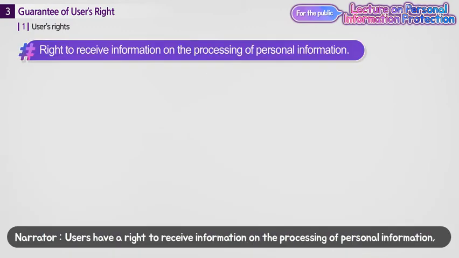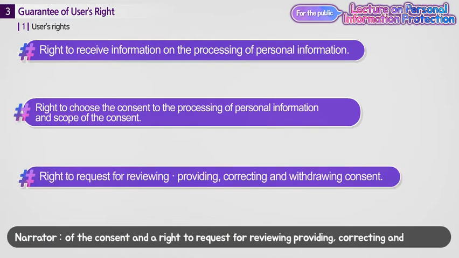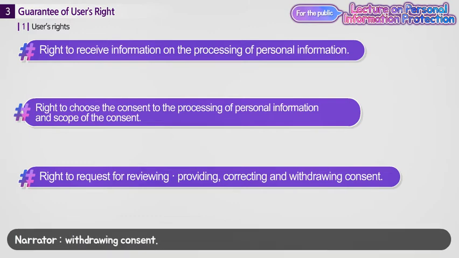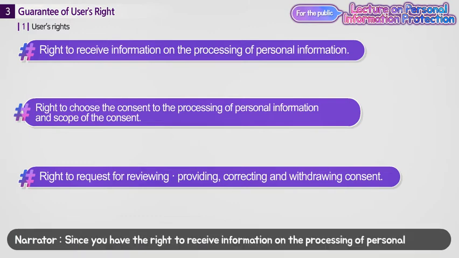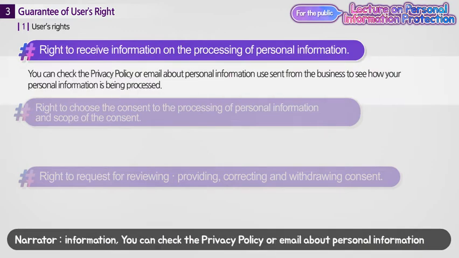Users have a right to receive information on the processing of personal information, a right to choose the consent to the processing of personal information and scope of the consent, and a right to request for reviewing, providing, correcting, and withdrawing consent. Since you have the right to receive information on the processing of personal information, you can check the privacy policy or email about personal information use sent from the business to see how your personal information is being processed.